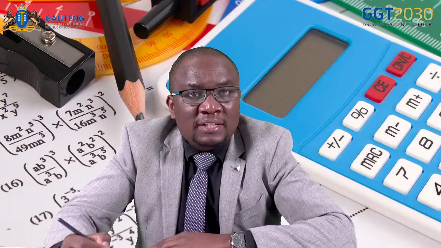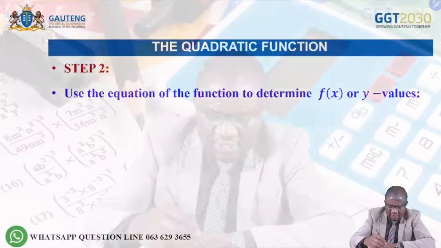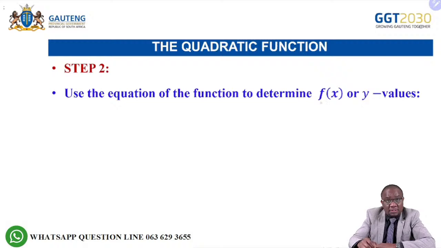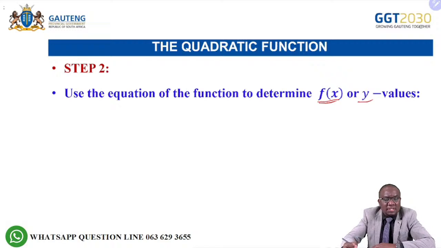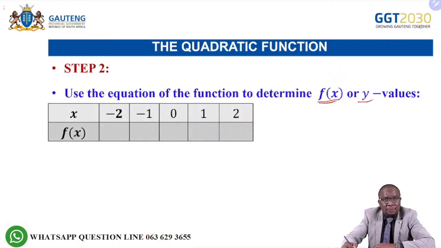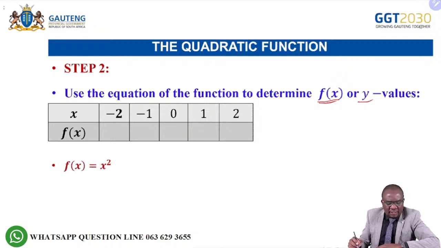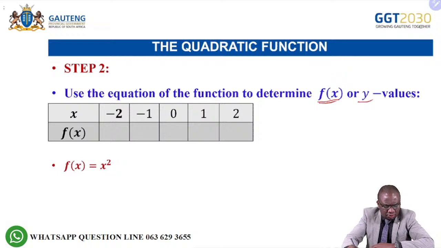What's the next step? The next step, we use the equation of the function to determine f of x or the y values. Our equation is f of x equals x squared. We have to use our equation now to find our y values or our f of x. I'm going to give you not 1 minute, it will be too short, 2 minutes to find the y values. But before I give you those 2 minutes, I want to show you how to do it.